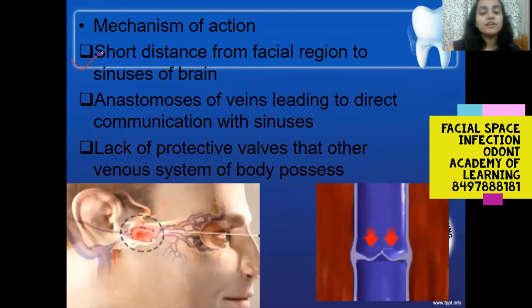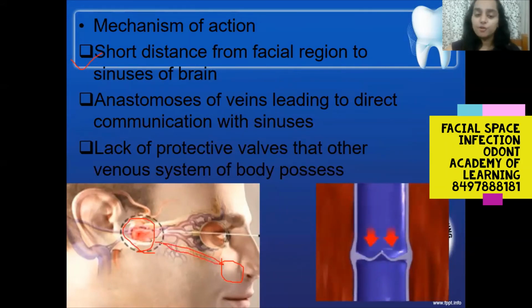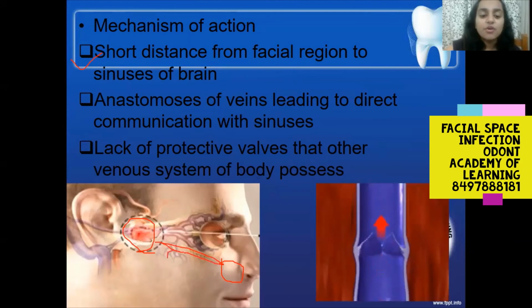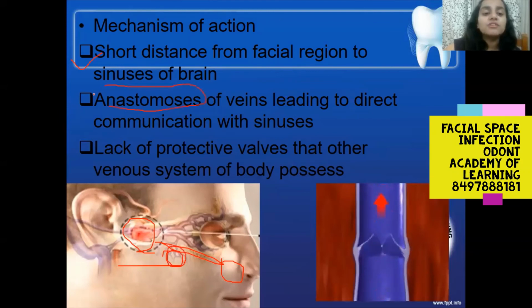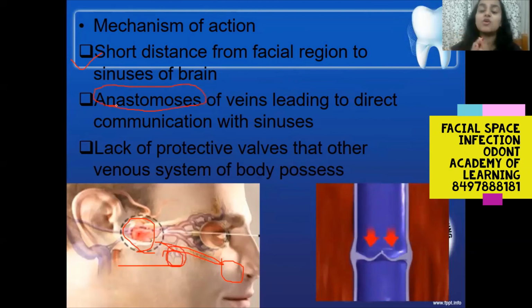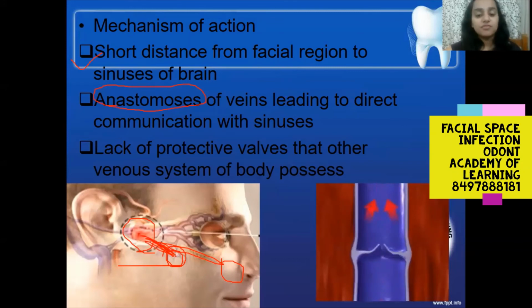First point, what we already discussed is the short distance between the maxilla and the cavernous sinus. The distance is short, so obviously it can easily flow in. Second, we have the pterygoid plexus. In the pterygoid plexus, there is anastomosis, that means there is interlinking or communication of the veins. Directly from the plexus into the sinus, we have our emissary veins. Okay, so these veins are a direct communication channel which can cause the spread of infection.